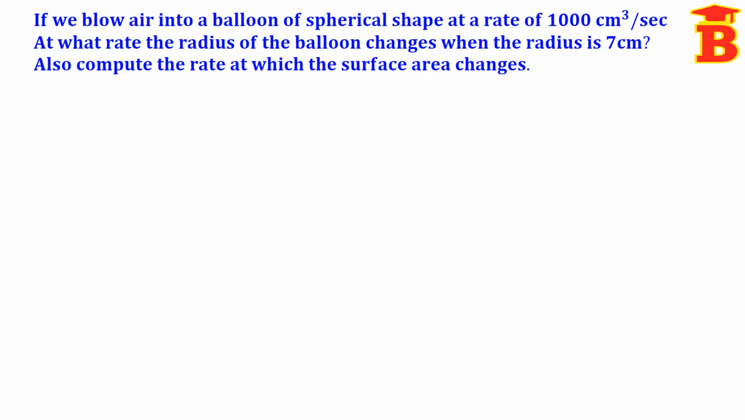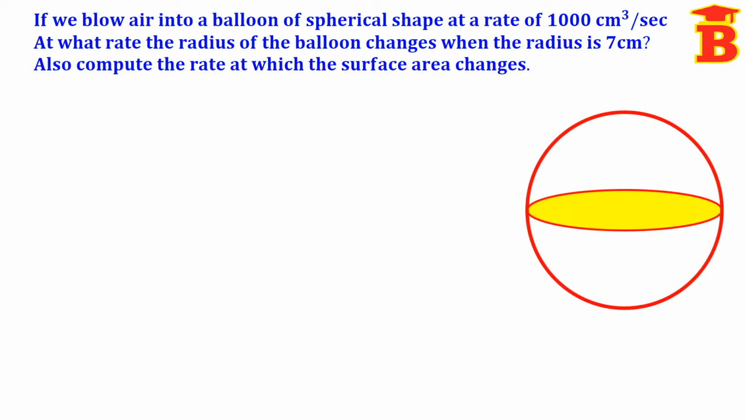Next problem. If we blow air into a balloon of spherical shape at a rate of 1000 centimeter cube per second, at what rate does the radius of the balloon change when the radius is 7 centimeter? Also compute the rate at which the surface area changes. So there is a balloon in the shape of a sphere and the radius of the sphere is r.